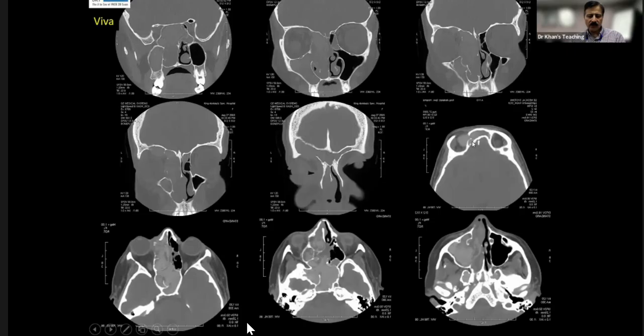Now on this axial, you can see the same thing. These are bone windows, and this is soft tissue window. So what is your diagnosis? Over to you.